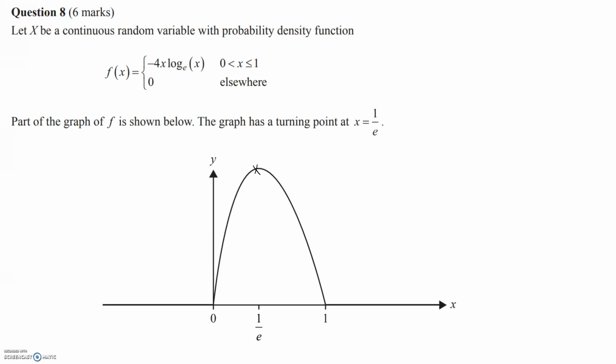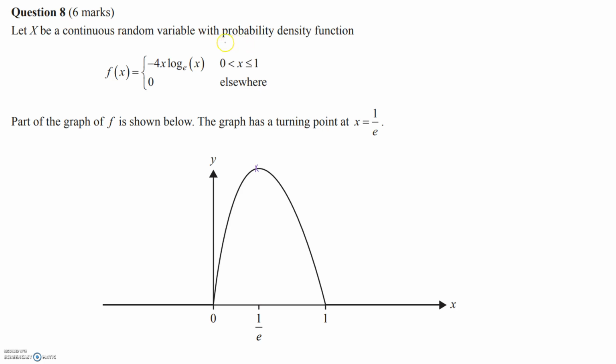Okay, so last question of the paper. It's going to be difficult. That's their whole point with these things. I would take a second just reading this and taking it in, but essentially we've got a graph. They've even given us a sketch of the graph. We've got a turning point at 1 over e. That's all that we know about it so far.